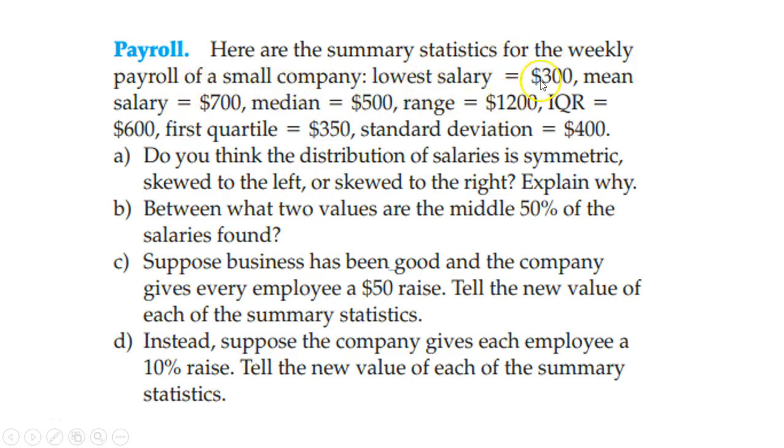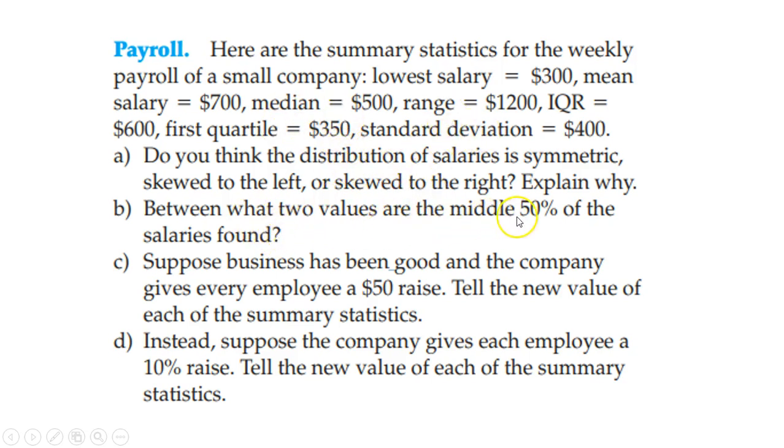Lowest salary, right? We got that. Mean salary, median salary, the range, that's low to high, the interquartile range, Q1 and Q3 distance, right? We have those. Or sorry, at least I have the Q1, and I have the standard deviation. So they gave me a ton of stuff here. Do you think the distribution of salaries is symmetric, skewed left, or skewed right? Is basically what we have to figure out by reading this.